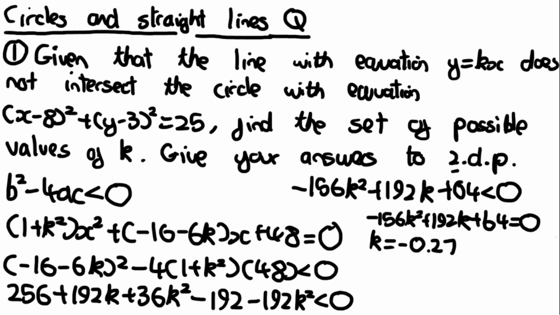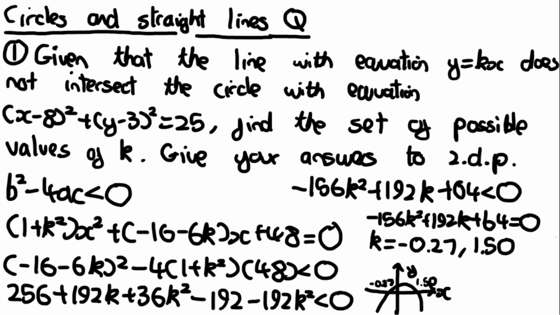Remember, we need it to 2 decimal places. -0.27 and 1.50. Then we can just sketch a quick quadratic, and we know it's going to be a negative parabola because of the negative sign here. So it's going to be negative like this, and we know the roots are -0.27 and 1.50.